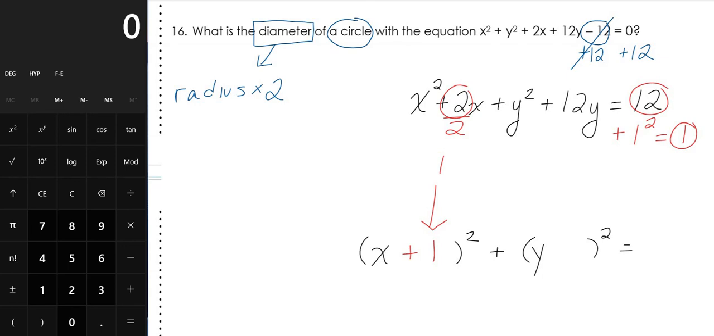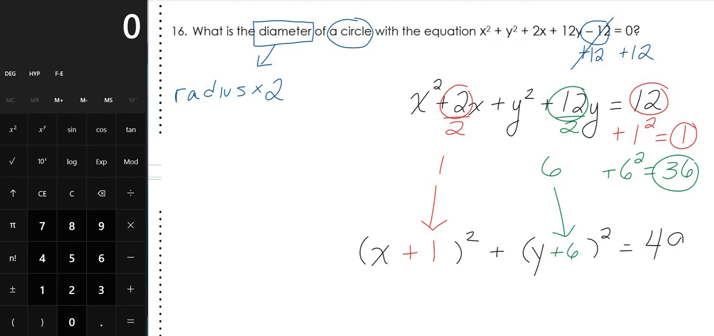Let's go on to the y's. So we're going to grab the coefficient to the regular y value, that plus 12. We're going to divide it by 2. 12 divided by 2 is 6. Throw that into the bubble. Positive 6. So no negatives here so far. And now we're going to add the 6 squared to the right-hand side. 6 squared is 36. Now, 36 plus 1 plus 12 is going to give you 49. So on the right-hand side of this equation, we have 49.